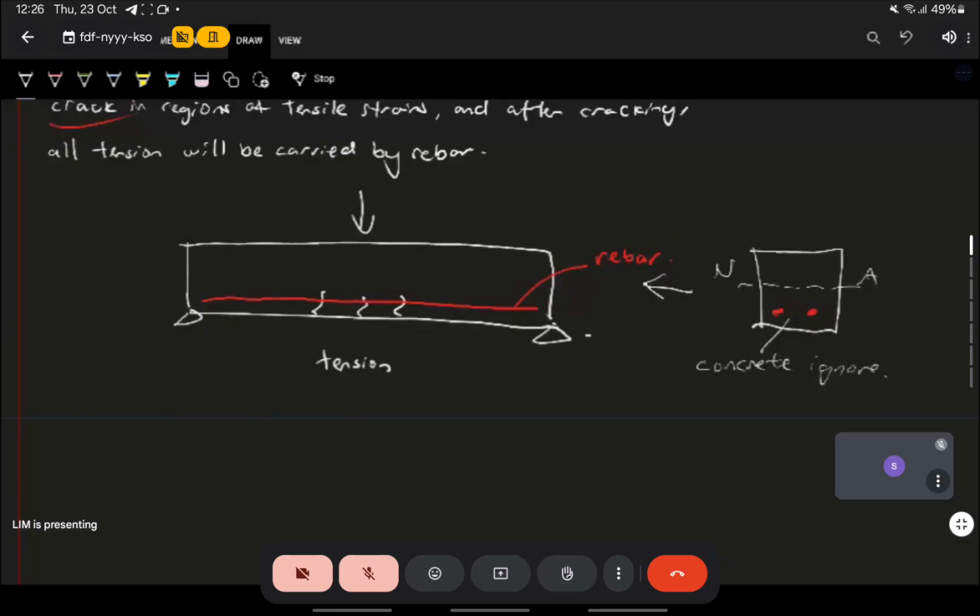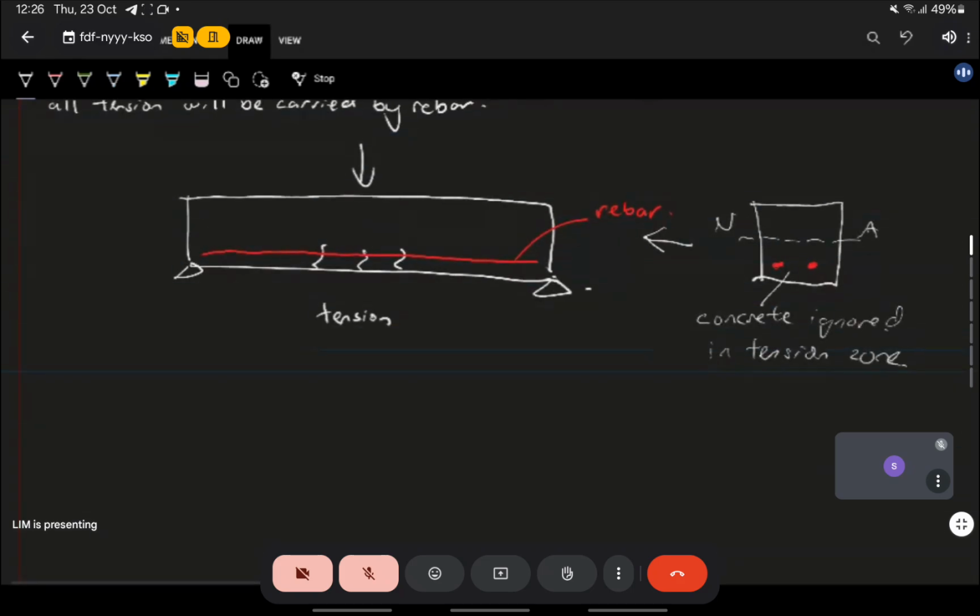So, concrete ignored in tension zone. We pretend the concrete is not there. So in a way, we design it like this. If this is the neutral axis, we assume we have concrete at the top. We assume we don't have concrete at the bottom, just the two reinforcement. That's basically how we design it. We assume we have concrete above the neutral axis, but below the neutral axis, we pretend the concrete is not there. We use the reinforcement to carry everything. Later on, you will see that's how we do the design.